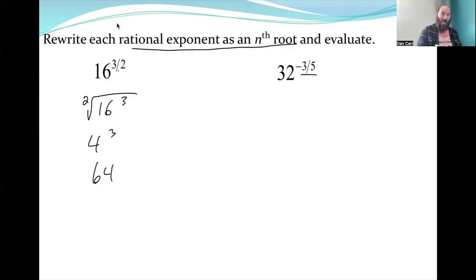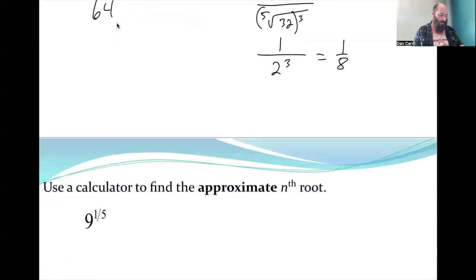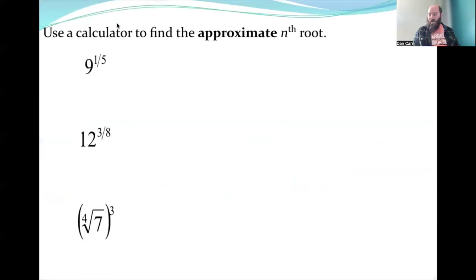For the next one with a negative exponent, remember that one is going to create a reciprocal. So 1 over 32 to the 3/5 power, like that. So now I rewrite that into a radical expression. That's 1 over the 5th root of 32 to the third power. So if I do the 5th root of 32, that's going to be 1/2 to the third power, which turns into 1/8.